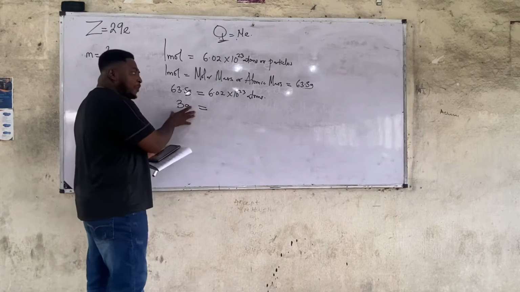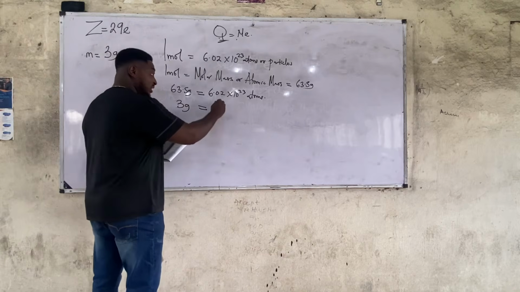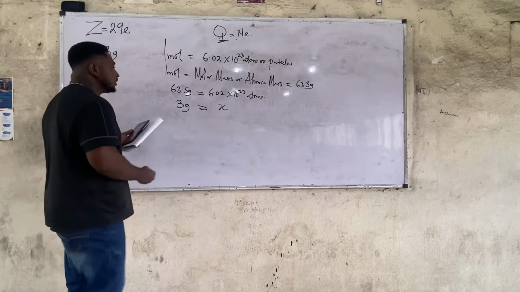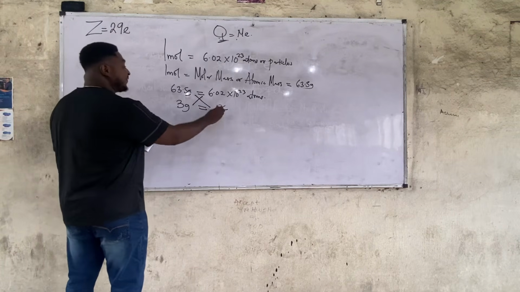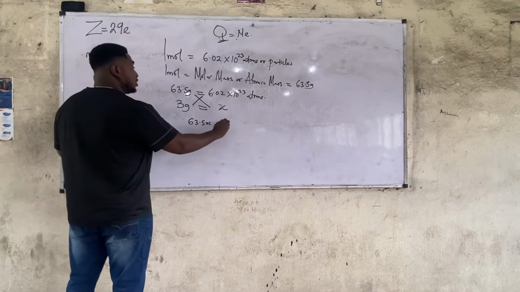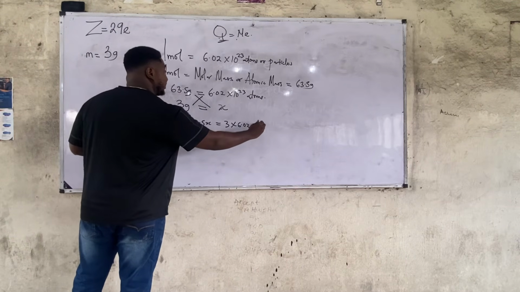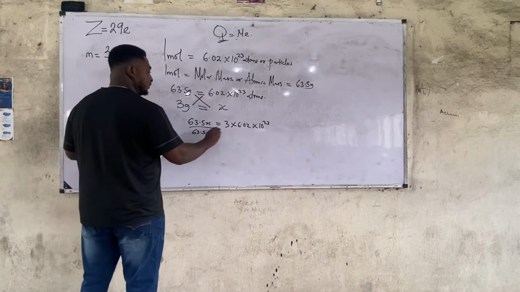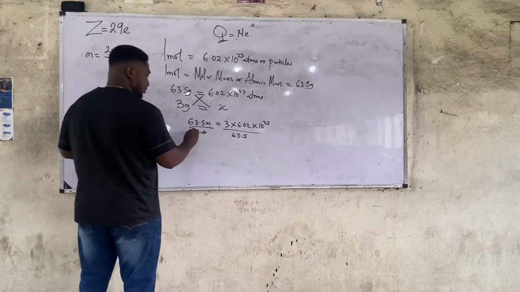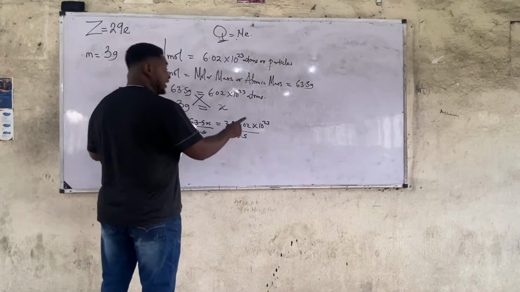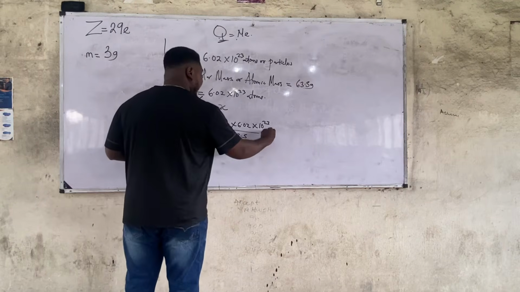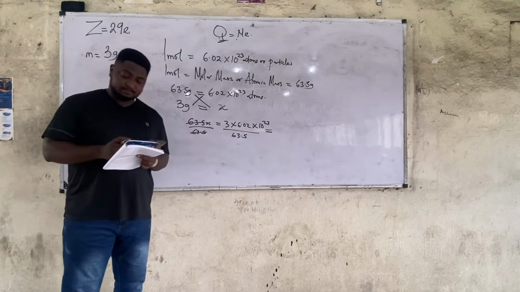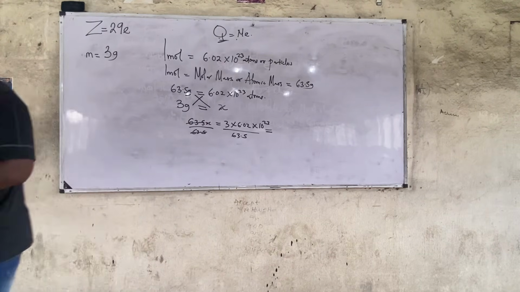So what of 3 grams of copper? How many atoms will it contain? We call it X. Follow carefully. By cross multiplying, 63.5 times X is 63.5X equals 3 times 6.02 times 10 raised to the power 23. Making X the subject of the formula, divide both sides by 63.5. So we have 3 times 6.02 times 10 raised to the power 23 divided by 63.5. What are we going to have? Someone should help us.